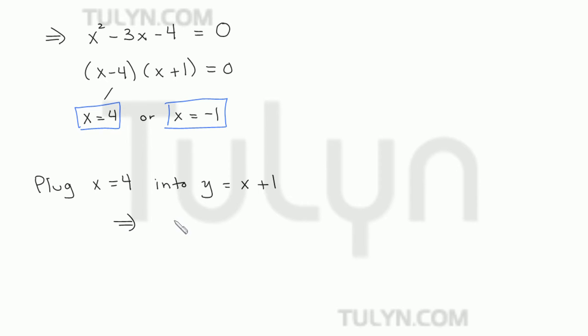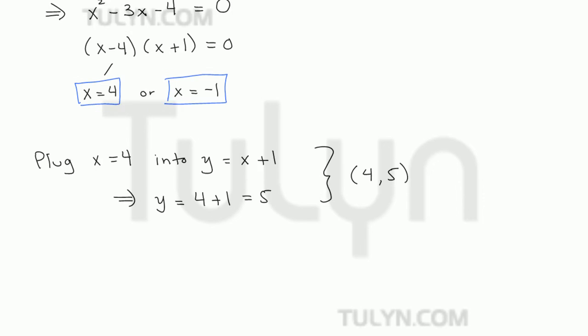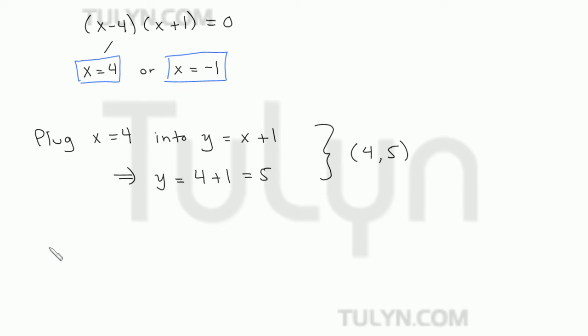So then y is going to equal 4 plus 1, which is 5. So now for this set of equations, when x is equal to 4, y is equal to 5. So writing that in as the ordered pair x comma y, we're going to get 4 comma 5. Now we do the same thing with the second solution for x.